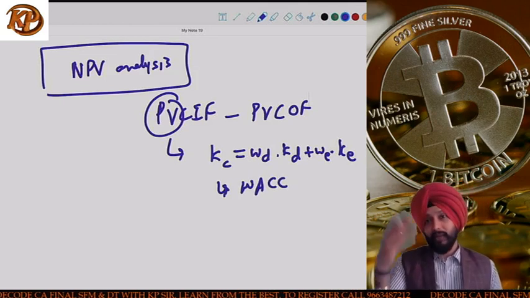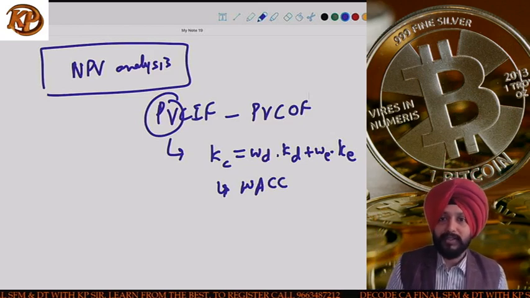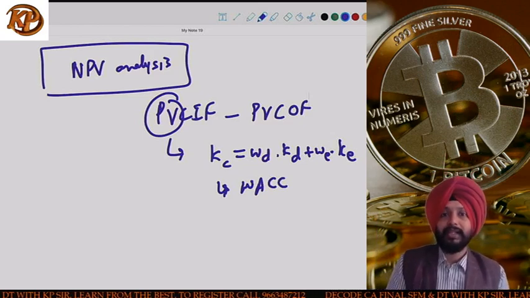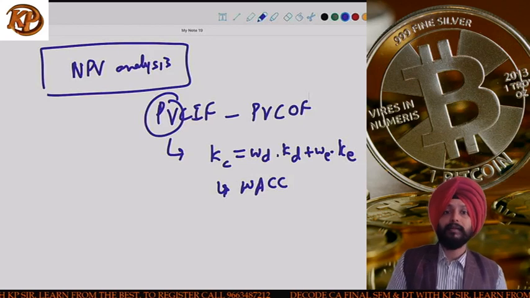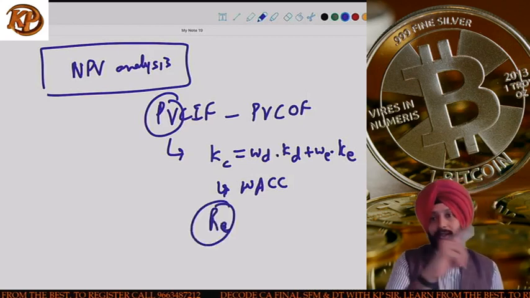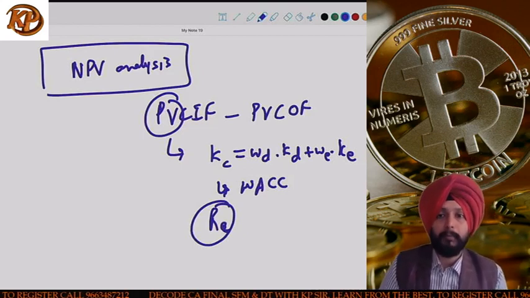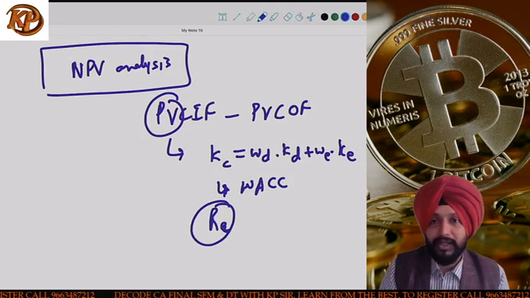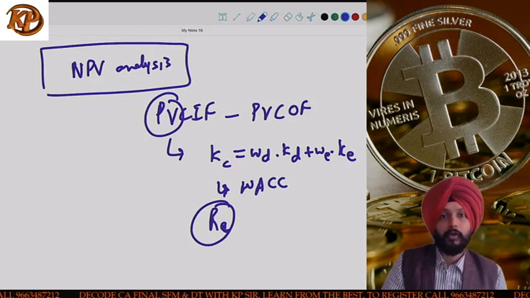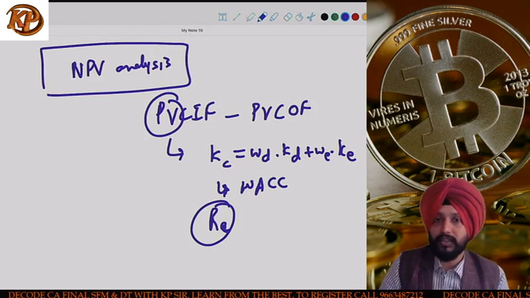And KC, in the equity analysis chapter we have done, KC is calculated as WD into KD plus WE into KE. That is weighted average cost of capital. KC is used for discounting, or we also use RE for discounting. In the last video I explained how RE is calculated. So basically we use the CAPM model. The CAPM model I will be teaching in the derivatives revisionary classes. Okay, so in NPV analysis, we calculate present value of cash inflows minus present value of cash outflows, and that's how you find out NPV.